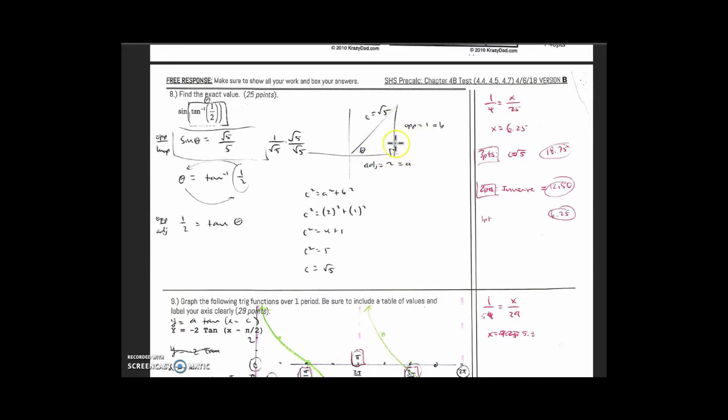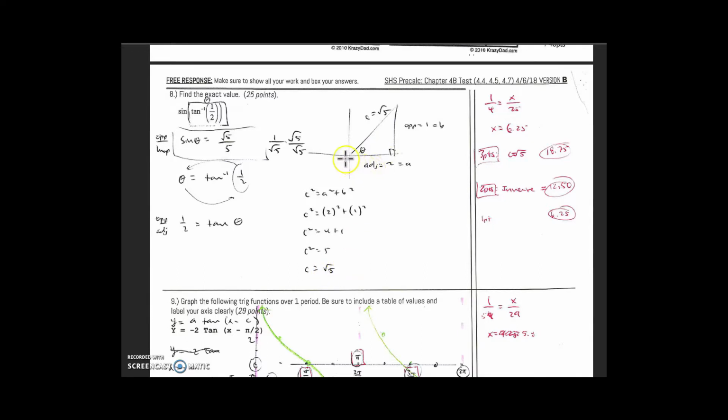I labeled these A and B, and C is what I'm trying to find. In your Pythagorean theorem, make sure you're using your substitutions. 2 squared is 4, 1 squared is 1, add those together is 5, take the square root, plus or minus radical 5. But remember, your hypotenuse is a length, so it would be a positive radical 5.